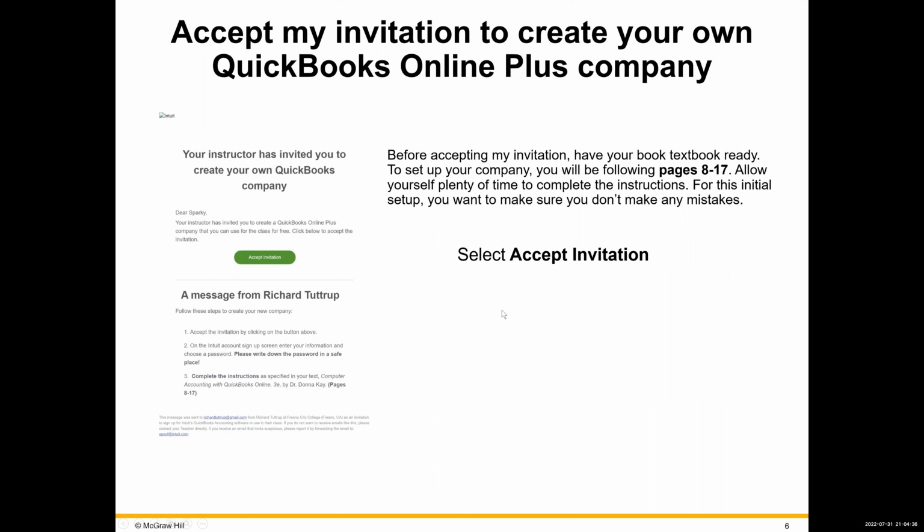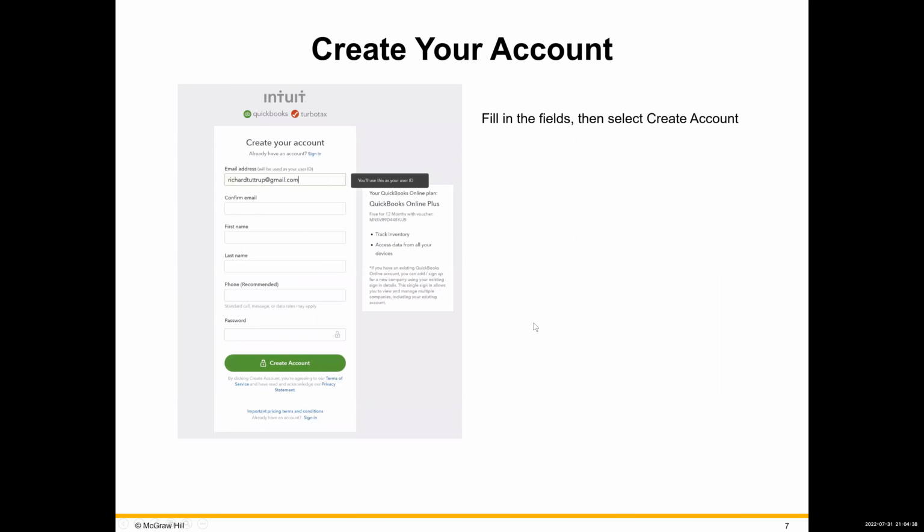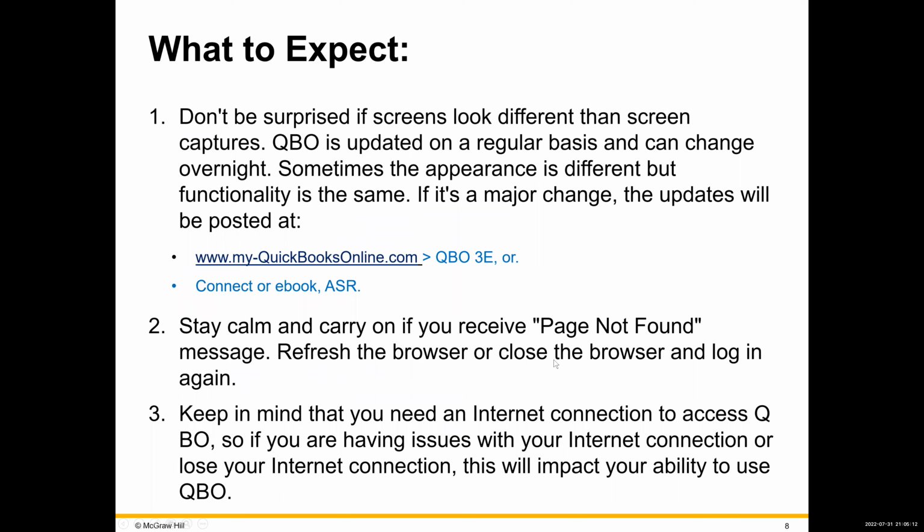So when you hit the invitation and you're going to create your account, you put in all your information: your email, your first name, last name, phone number, and a password. And man, you should write that password down and don't forget it, because if you don't remember it, I can't help you. You're the only one that has it. So make sure you write it down. Okay. Then you'll go ahead and create your account. Now, you're ready then to set up your company.